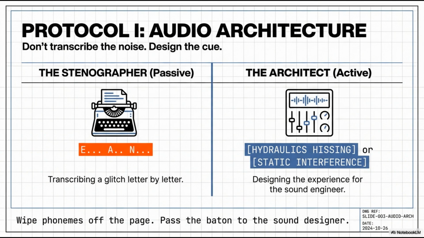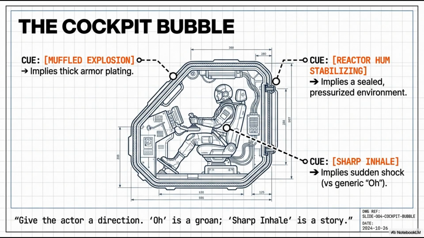And it applies to the pilot sounds too. The script has oh. I assume that's a reaction. It's just so weak. It is. Is it pilot hyperventilating or sharp inhale of shock? Sharp inhale is so much better. It gives the actor a direction. It implies a sudden danger, an emotional state. It's specific. Yeah. Okay, so let's move on from the noise to the actual dialogue, because the problems continue there.